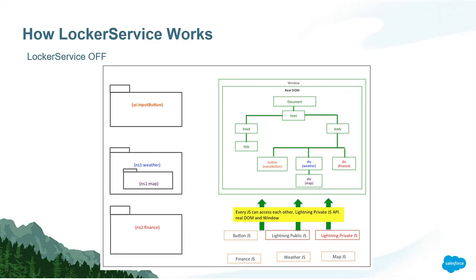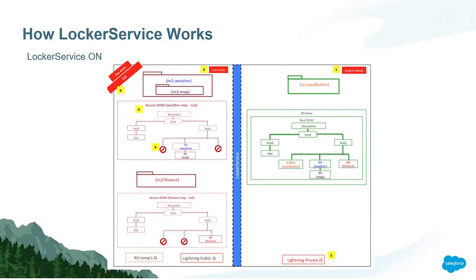So now let's see how LockerService changes things. On the right side in green is the UI input button component, which is Salesforce provided. Because it's a Salesforce component, it runs in system mode and it has access to the real DOM. But the magic of LockerService is happening on the left side of the screen where namespace 1 and namespace 2 live. They are isolated from each other, meaning they cannot access the DOM of each component.